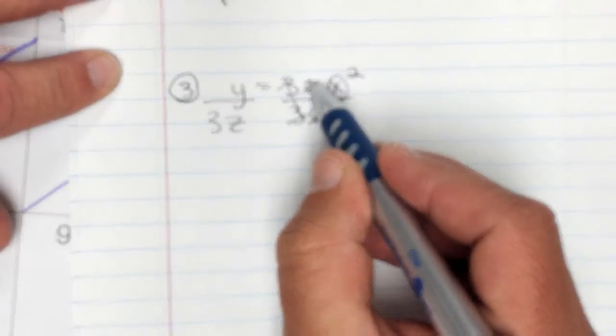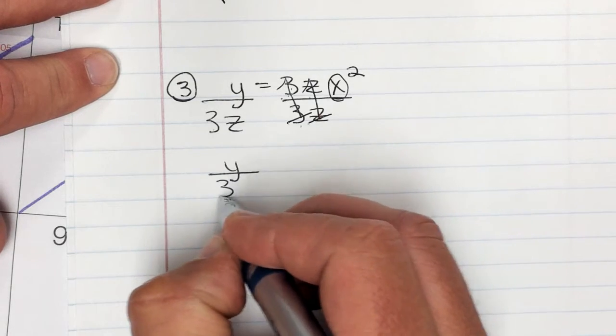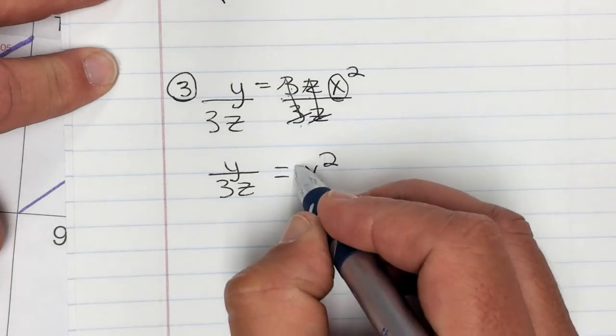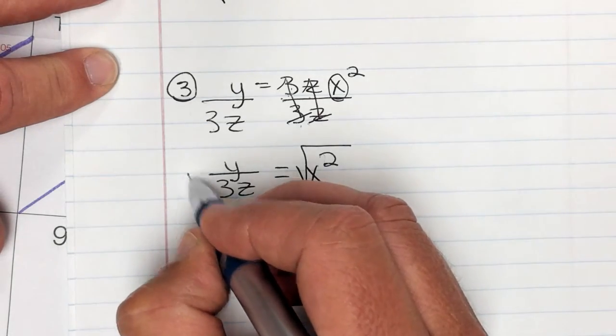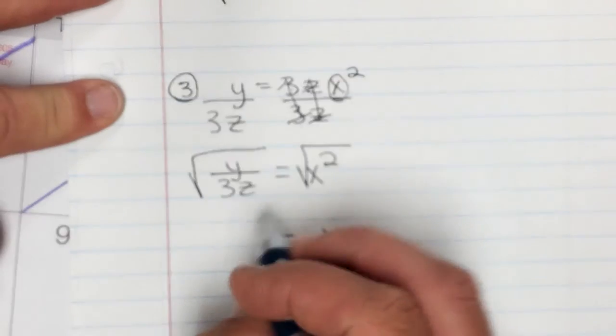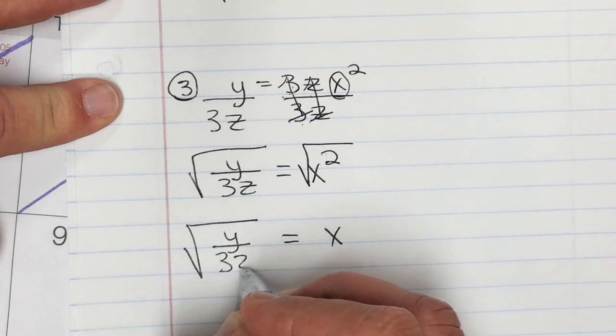The 3's cancel out to 1, the z's cancel out to 1, so now you have y over 3z equals x squared. Then we take the square root of both sides, because that's the opposite of squaring. So we get x equals the square root of y over 3z.